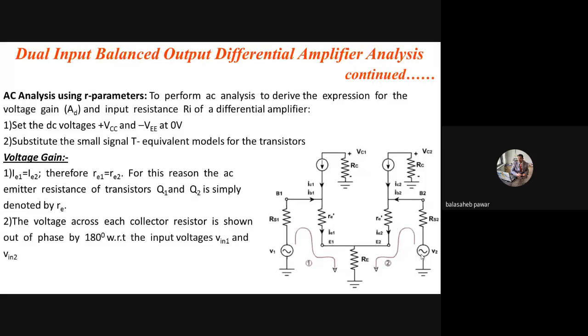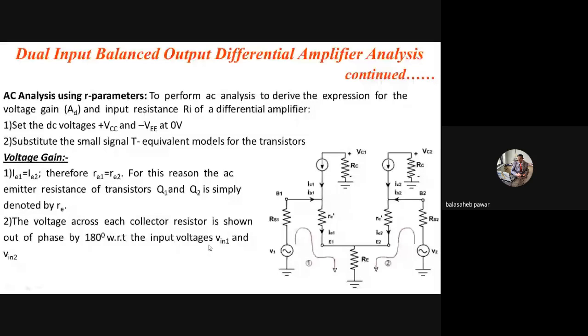Now the voltage gain. As IE1 equals IE2. Why can we say IE1 equals IE2? Because both transistors are considered identical, and therefore their internal resistances, that is re1 and re2, are the same, equal, and that's why it is simply mentioned as small re in the T equivalent model of both transistors. Then the voltage across each collector resistor is shown out of phase by 180 degrees with respect to the input voltages Vin1 and Vin2, because it is in CE configuration.